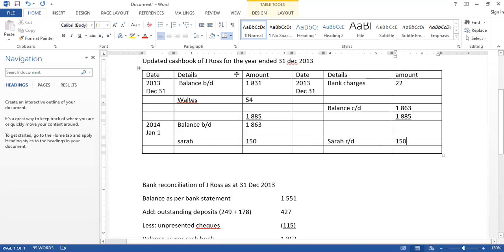Then it will appear that, okay, you did not receive any check from Sarah. So a dishonored check, maybe you can note it down. A dishonored check is recorded on the credit side of your updated cash book. A dishonored check is recorded on the credit side of your cash book.